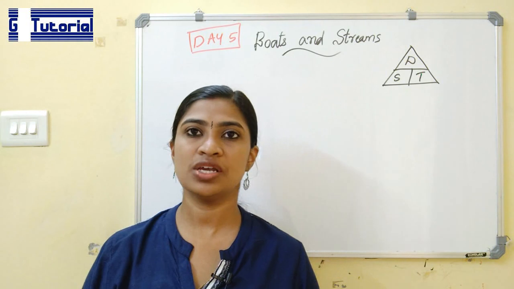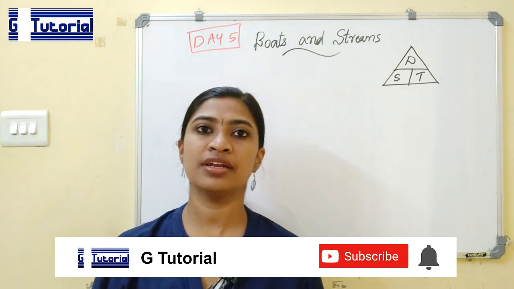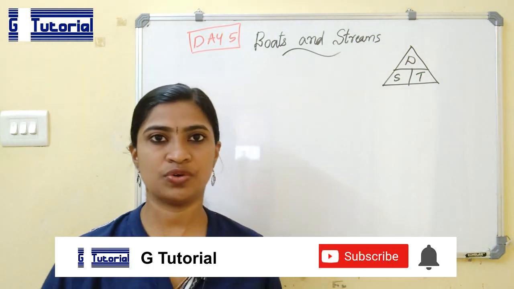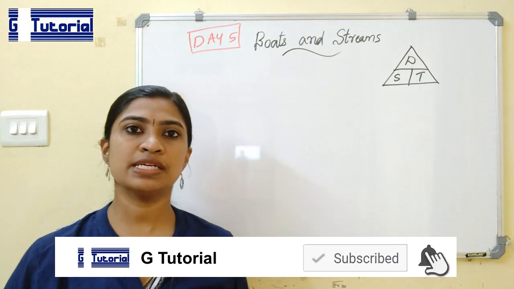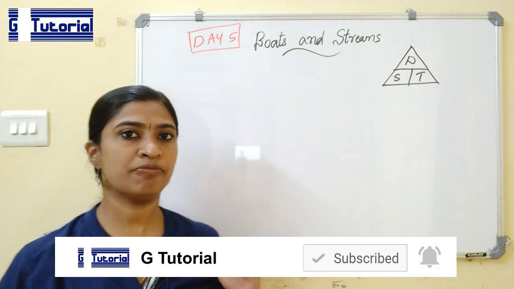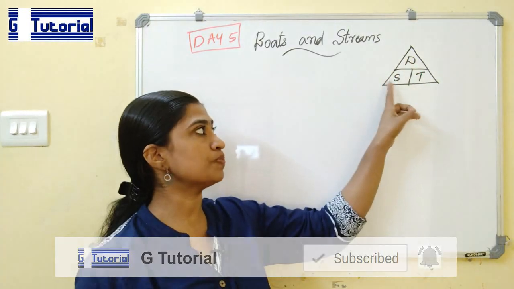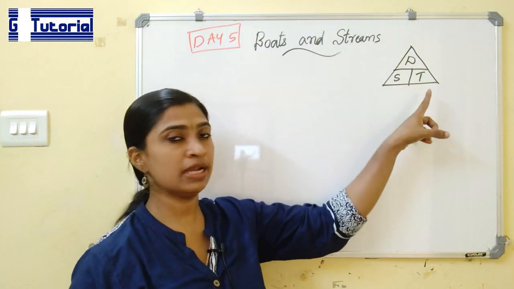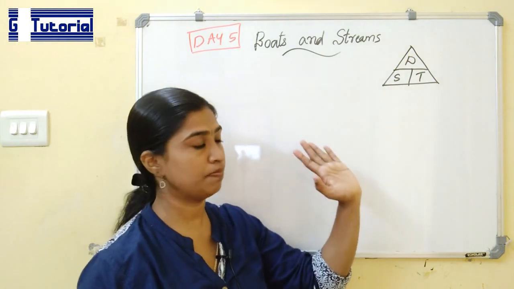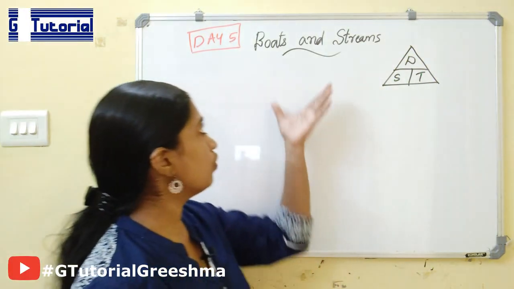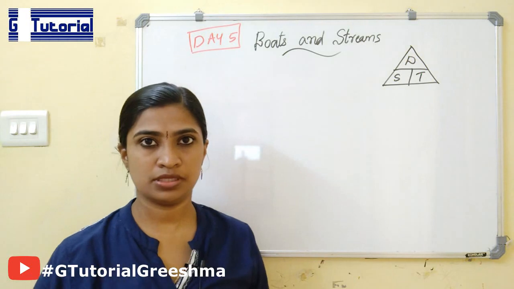Today's class is on boats and streams, and today we are on day 5 of our crash course. Boats and streams is an application of time and distance. So the first thing you should know is this triangle. That is, distance is equal to speed into time, speed is equal to distance by time, and time is equal to distance by speed. And now we can move on to the concept of boats and streams.